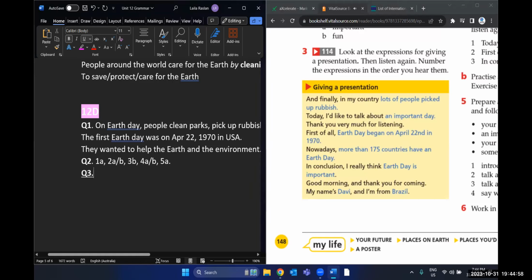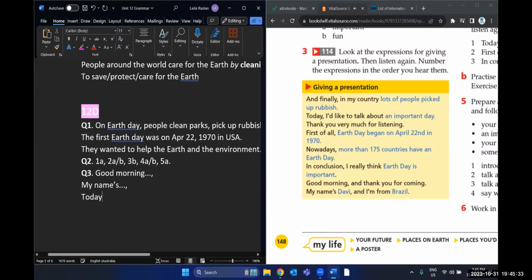First of all, Earth Day began on April 22nd in 1970. Over 20 million people went to Earth Day in different cities across the USA. There were politicians, teachers, artists, and musicians. Since that day in 1970, Earth Day has become famous all over the world.